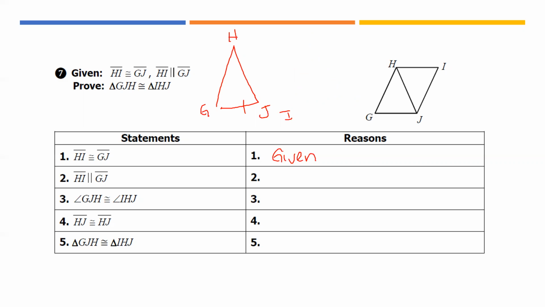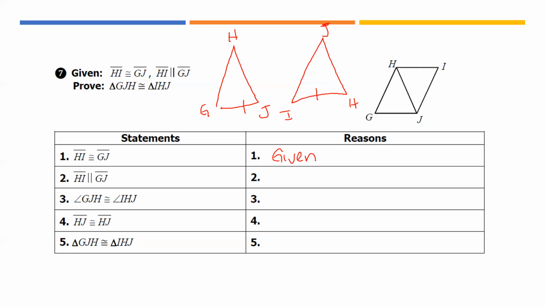And why does it really matter? Well, I just like my triangles to look the same so I know that I can prove them congruent. So let's see. G, J, H, I, H, J. H, I, G, J. There we go. That's better.